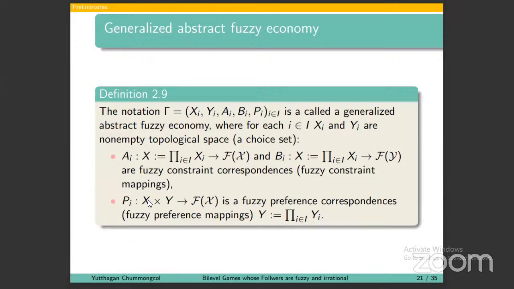Next, I will talk about the generalized abstract fuzzy economy. Gamma equal to (Xi, Yi, Ai, Bi, Pi) is called a generalized abstract fuzzy economy, where for each i belonging to the set I, Xi and Yi are non-empty topological spaces, Ai and Bi are fuzzy constraint correspondences or fuzzy constraint mappings, and Pi is a fuzzy preference correspondence or fuzzy preference mapping.